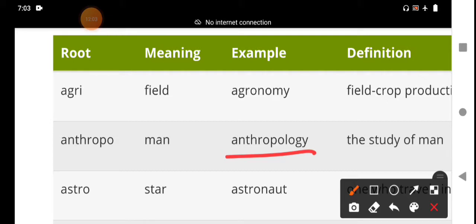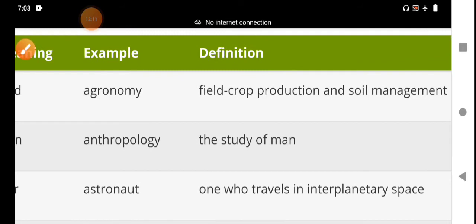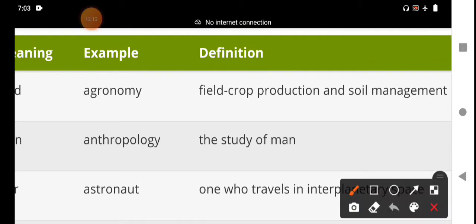What is the definition of anthropology? Here anthropology means the study of man. Anthrop means man. That means anthropology is the study of man. Ology means study, anthrop means man. Anthropology means the study of man.